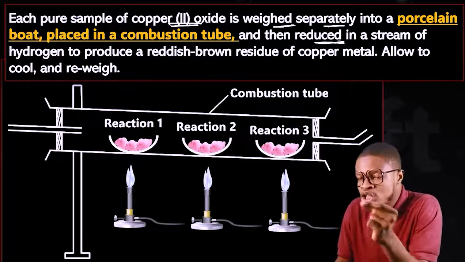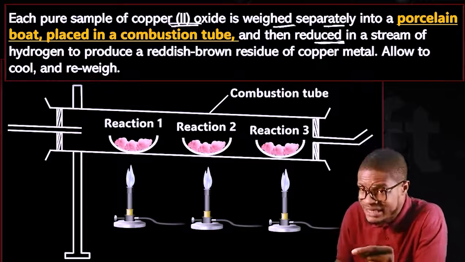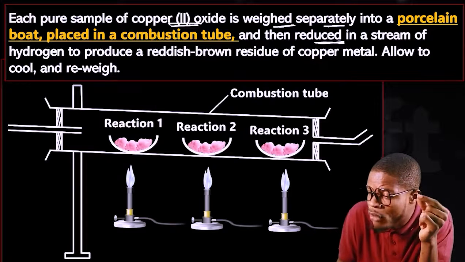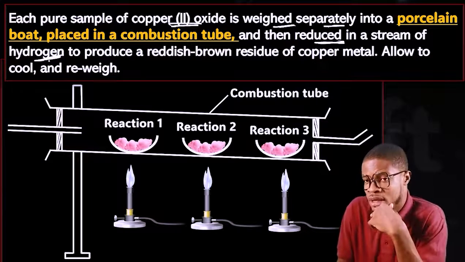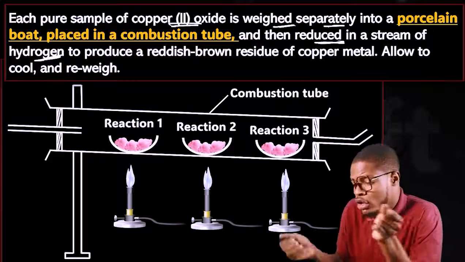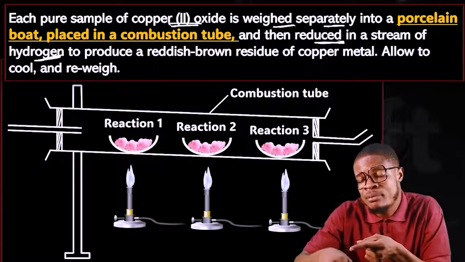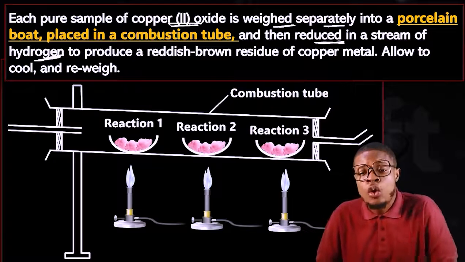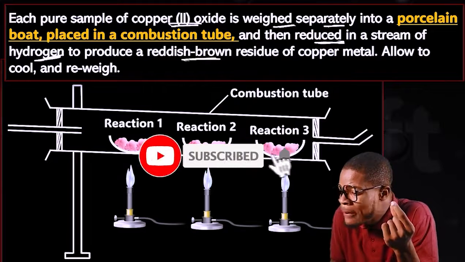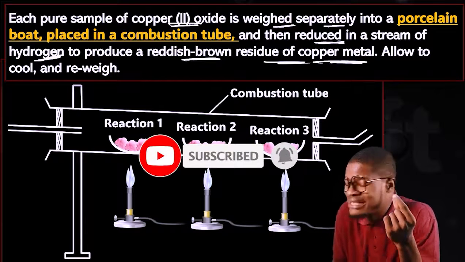Reduction is now going to start taking place in a stream of hydrogen. Please, what is happening there? Reduction is taking place in a stream of what? Hydrogen, to produce a reddish brown residue of copper metal.